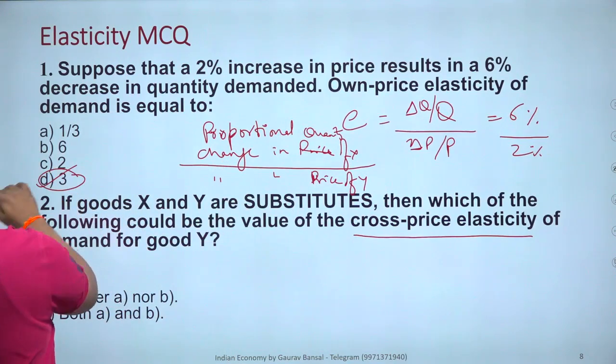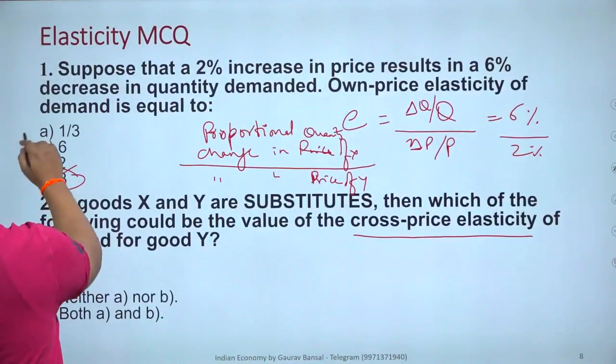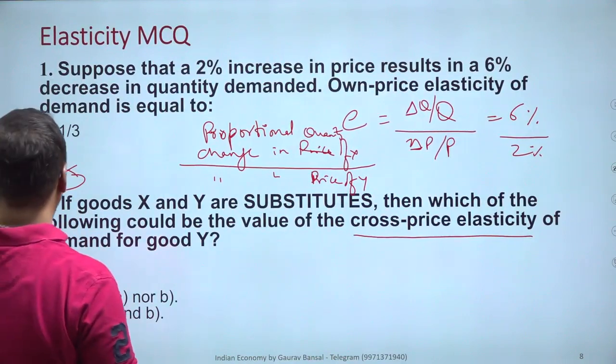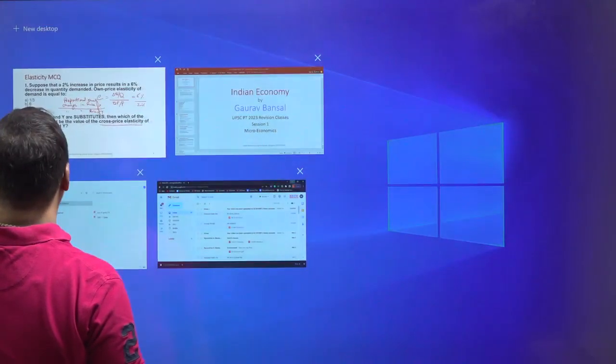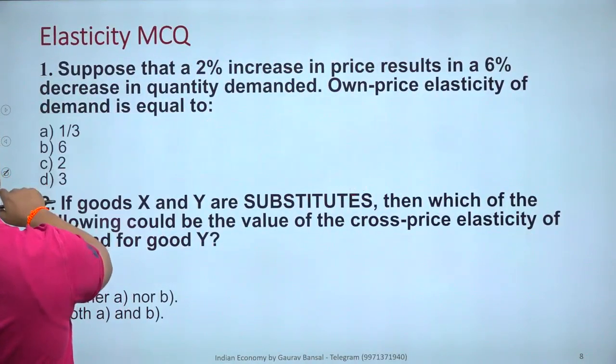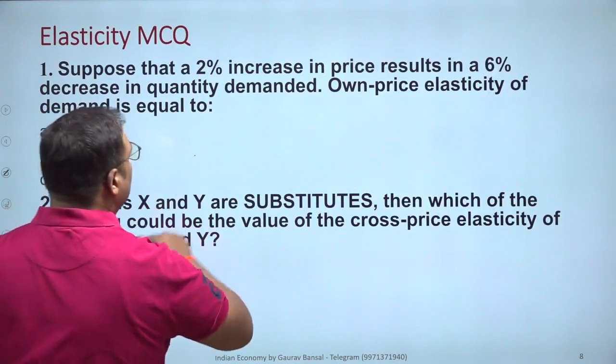Let me write it again because I think it is not legible. Just give me 1 second, please. Just give me 1 second. Yes. Now let me write again.